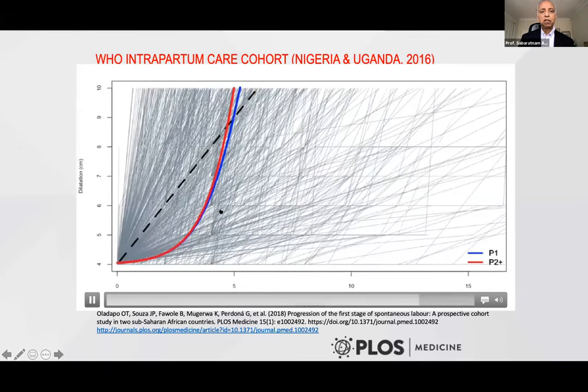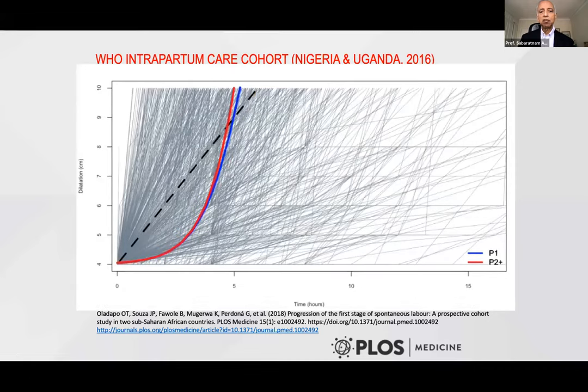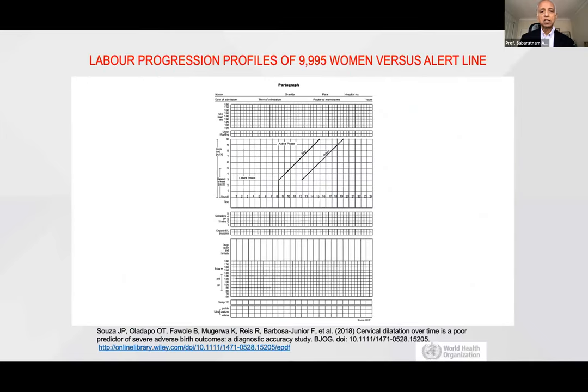But I just want you to remember that there are so many women in both groups, nulliparous and multiparous, who are going to 18, 20 hours in labor. So in other words, they take a longer time than we expect, but end up in a good normal outcome. So we are probably pushing everybody into a certain parameter and making more cesarean sections.